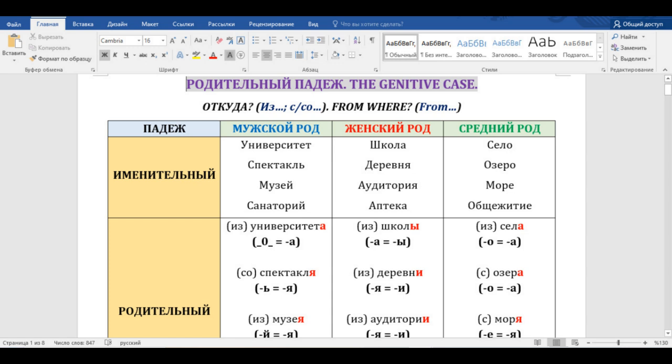So this case is used in different situations. Not to make you confused, I decided to divide them into separate videos. In this lesson, we are going to answer one simple question: Откуда? From where? For example, when you say where you are from, where you are coming from, or where something comes from. When you want to point out that something comes from somewhere, we use the genitive case.